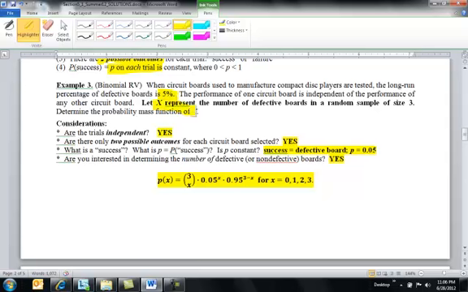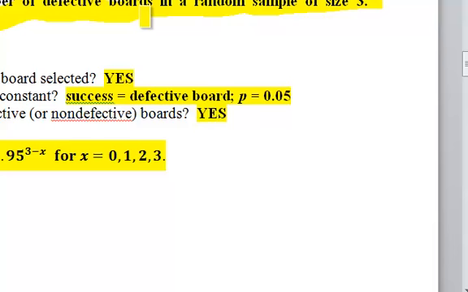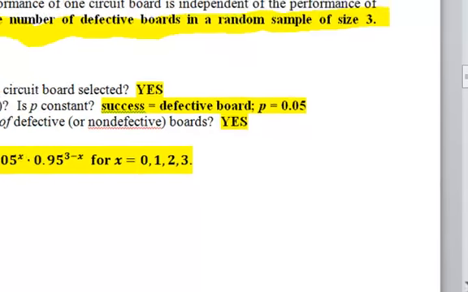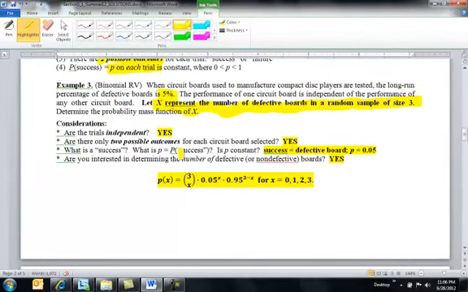This might sound weird to you, but I'm going to let x be the number of defective boards in a sample of 3. You can label a success anything you want. Here I'm making a success a defective board. Trials are independent. Every board you pick should be independent of the others. It's either defective or not defective. A success is actually having a defective board, so that's going to be 5%.